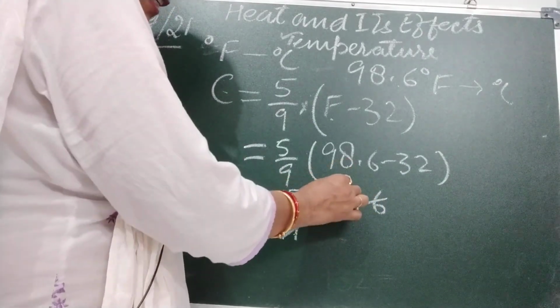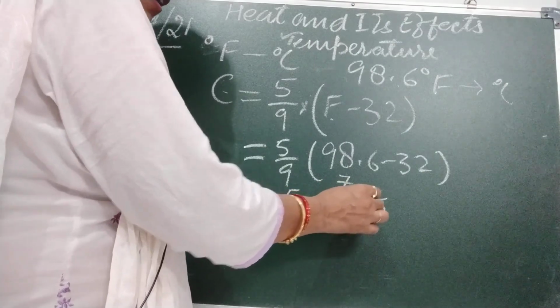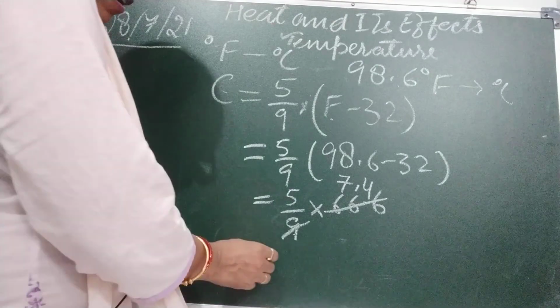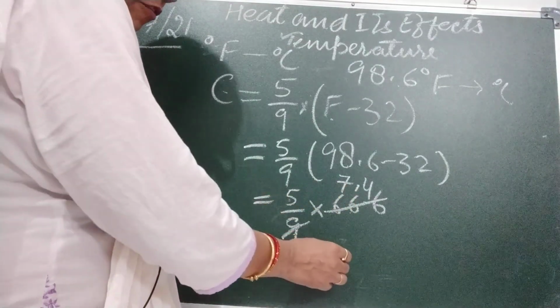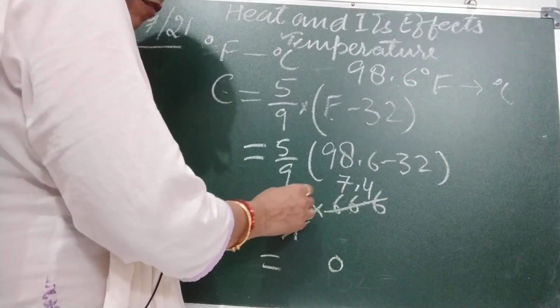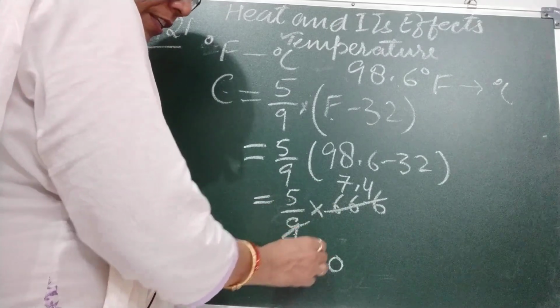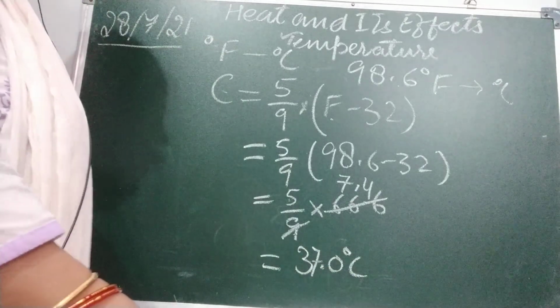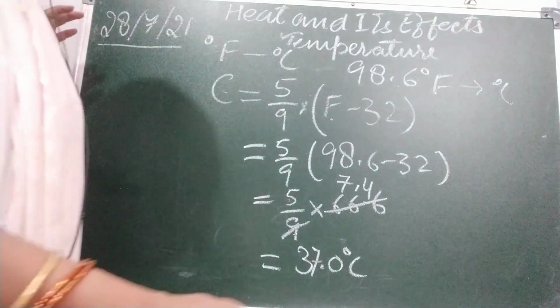Now 9 sevens are 63 and 9 fours are 36, 7.4. And multiply it by 5, 5 fours are 20 to carry, 5 sevens are 35 to 37. So just 37 degrees Celsius. Okay, this way we convert.